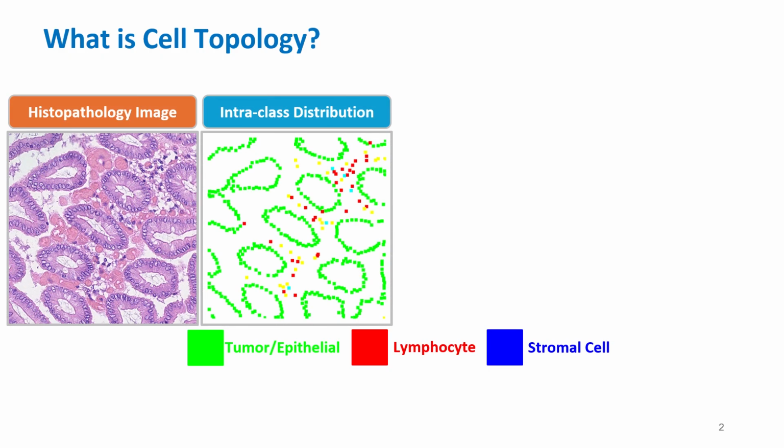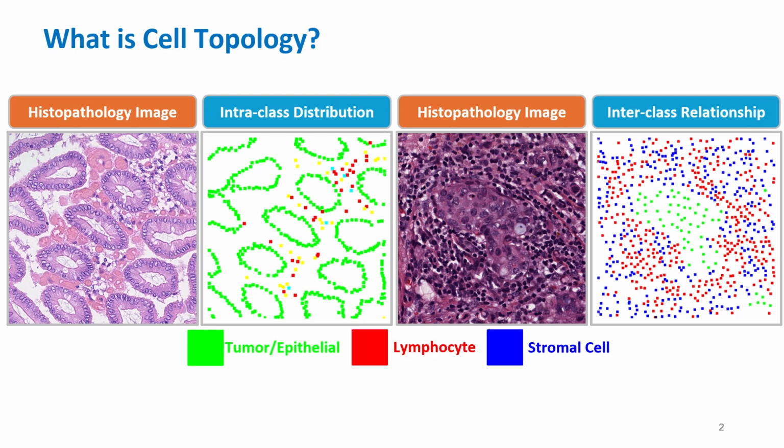Cell topology involves two aspects. The first is the intraclass cell distribution. The epithelial cells are usually around the glands and form ring-like structures. The second is the interclass cell relationship. The lymphocytes should mostly surround tumor cells.